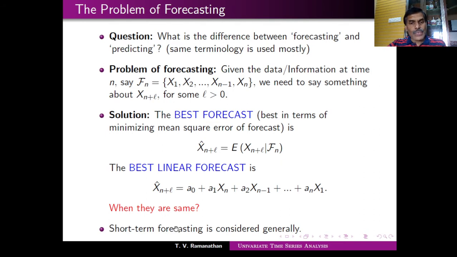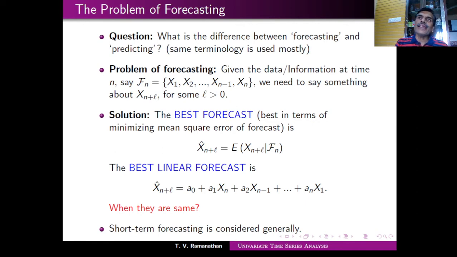Now the question is when these two are the same. These two are the same when you have a multivariate normal distribution of x1, x2, xn, xn plus L. And in most of the literature, when I say forecast, I'm not going to do a long-term forecast. We do a short-term forecast, like a few months, a few weeks or a few days ahead, because there is a dynamical force or dynamical system that actually can change the whole model. And so the forecast need not hold.